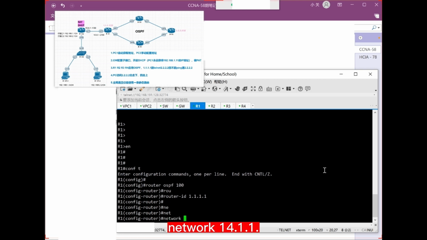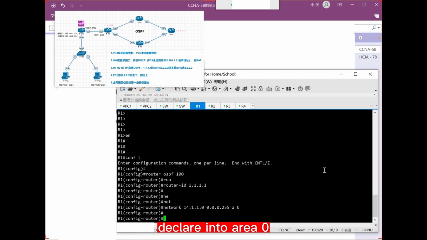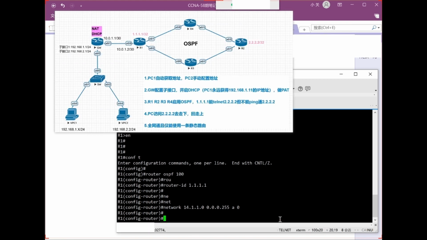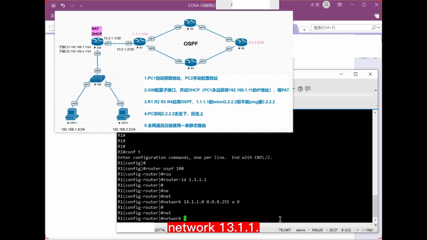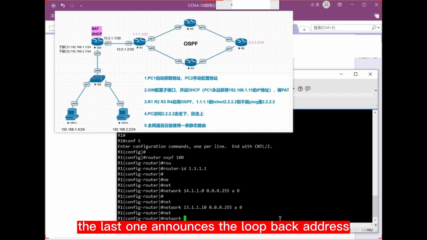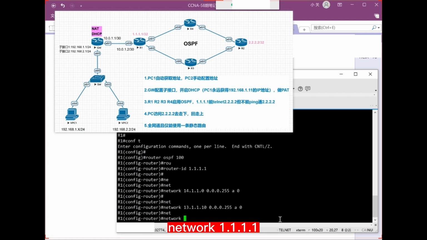Network 14.1.1.0 0.0.0.255, declare into area 0. R1 also declares network segment 13: network 13.1.1.0 0.0.0.255 area 0. The last one announces the loopback address: network 1.1.1.1.